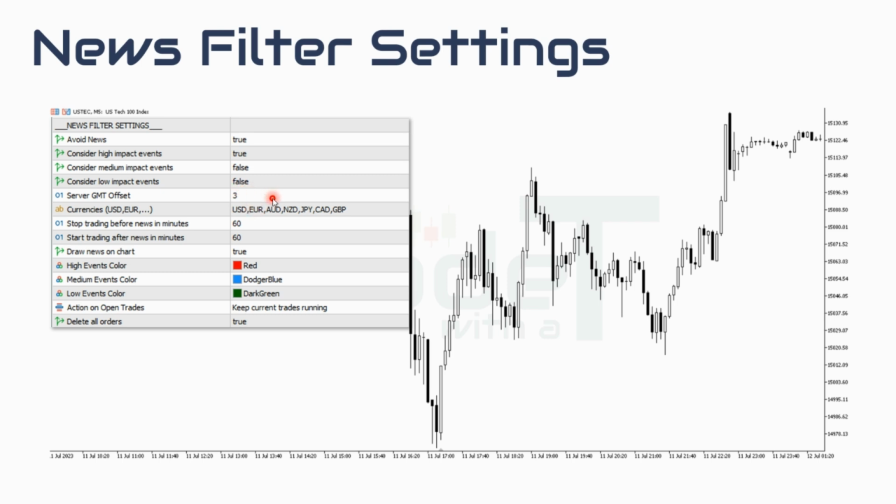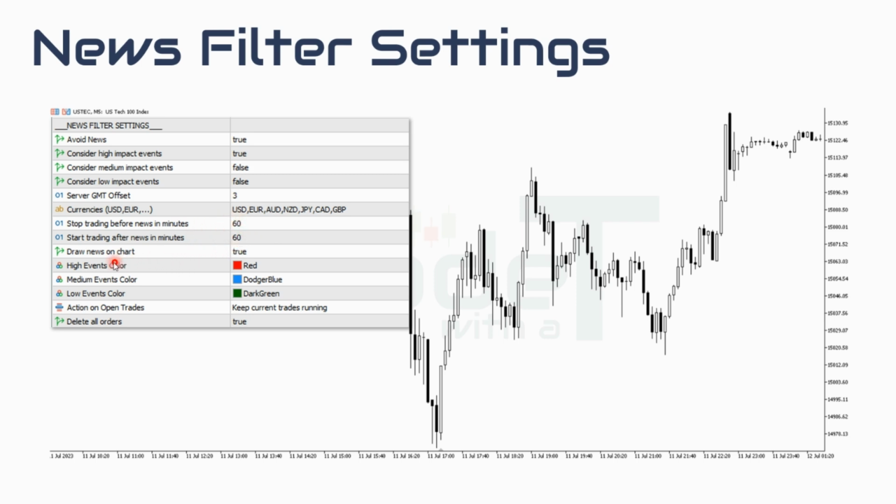Forex Factory is in GMT, so you need to know your Market Watch shift from GMT so you have the right settings in the EA. You're also going to put in the currencies that you're going to consider as news. So, for example, if you're trading EUR/USD, maybe you just need EUR and USD news to be filtered out. Also, you need to configure when we're going to stop trading before news and when we're going to start trading after news. Those are configured in minutes.